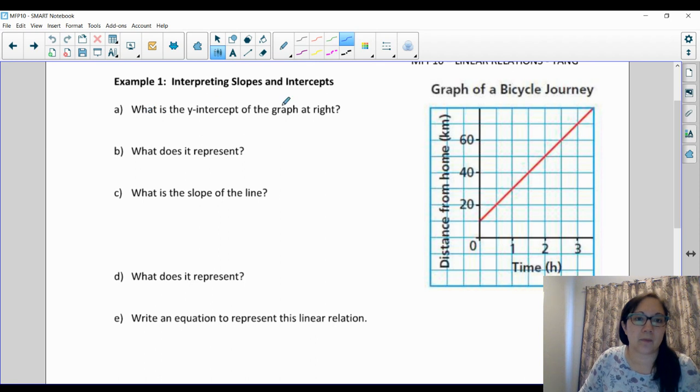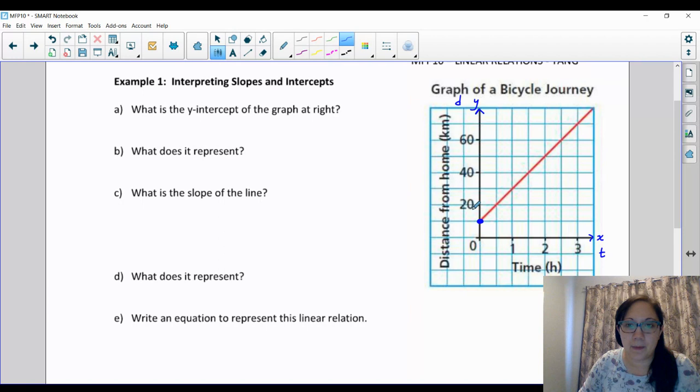So it asks us what's the y-intercept of the graph at right. Now looking at this graph, some people like to draw a y here and an x here, although technically this is d right now for distance, and this is actually a t-axis. But in a regular sense of an XY graph, the vertical axis is the y-axis. So it's asking what's the vertical intercept. And that means where does it cross? And that is this value right here. So we have to figure what that is.